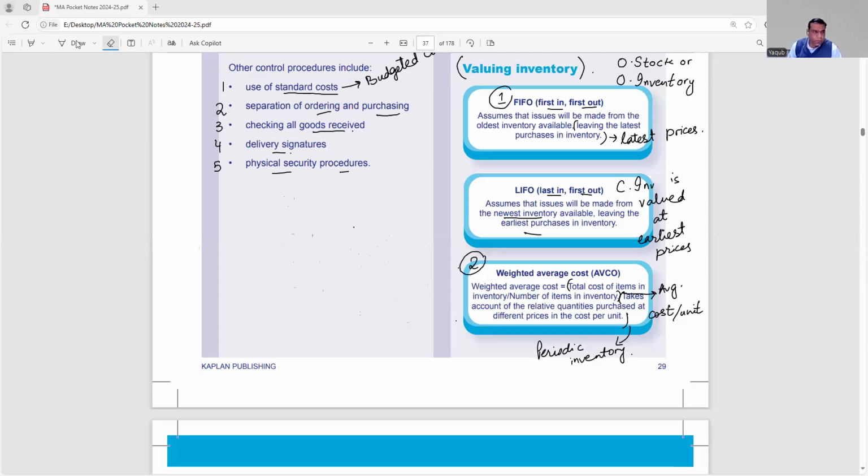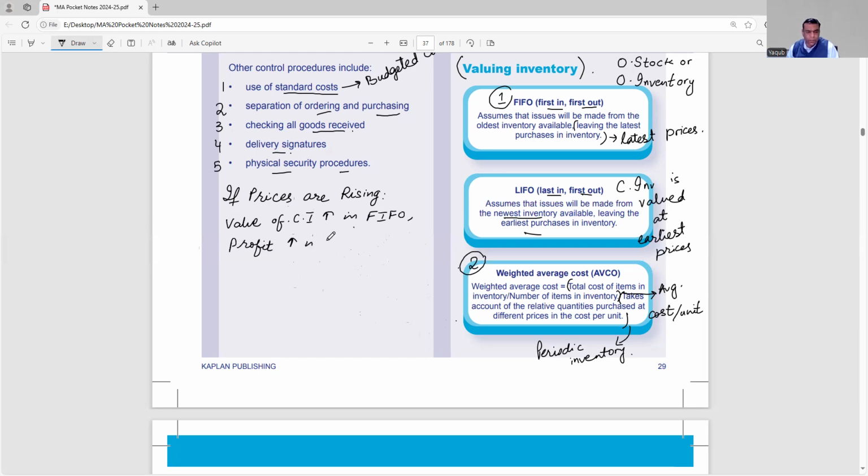So here you need to understand or you need to memorize a few points relevant with FIFO, LIFO, and AVCO or valuation of inventory. There are two concepts. One is if prices are rising. Rising prices is also known as inflationary environment. If prices are rising, then the value of closing inventory is highest in FIFO. Whenever value of the closing inventory is high, it means profit is also highest in FIFO. If profit is highest, it means cost of sales or production cost will be lower.